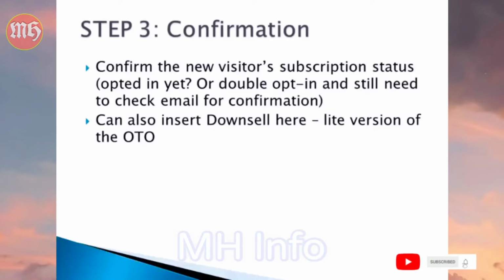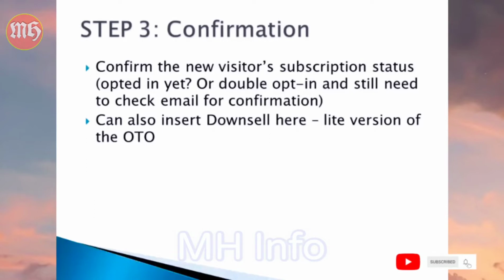Last but not least is step 3 of 3, the confirmation page. Whether the new visitor or subscriber passes up your one-time offer, he is going to arrive at the confirmation page. In this page, you inform your new visitor that he has already been subscribed to your mailing list if your autoresponder uses single opt-in, or he still has to check his email for a confirmation email if you're using a double opt-in autoresponder.